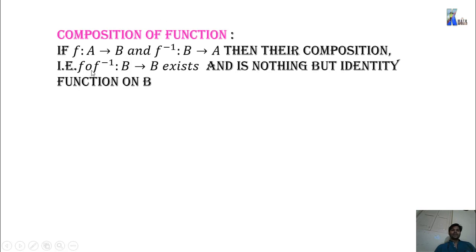So to write the function we require, firstly domain, then codomain. So how to write composition of function? We require domain and codomain. So you can start from the back side. The back side function is f inverse. So what is the domain of f inverse? You can see here B. So you got domain B. Now we need to write codomain.